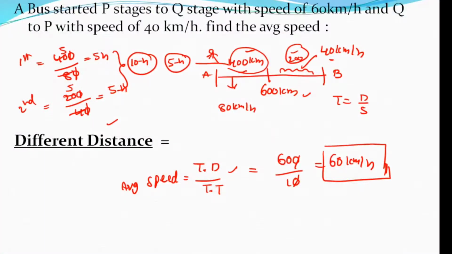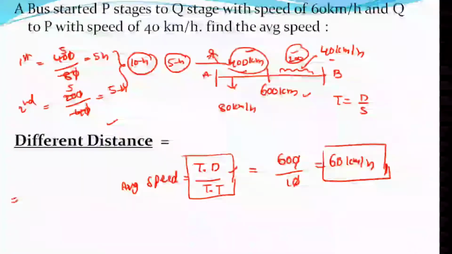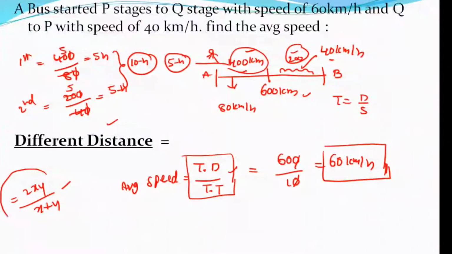So if the distance is different, then the average speed is total distance by total time taken. If the distance is the same, then the average speed is 2 into product by sum. Just remember, guys: the distance is same, then the average speed is 2 into product by sum; the distance is different, then the average speed is total distance by total time taken.